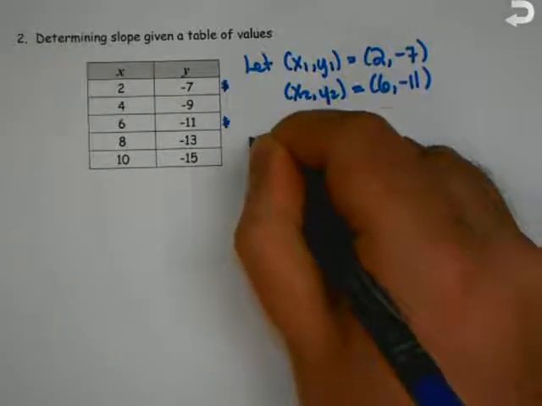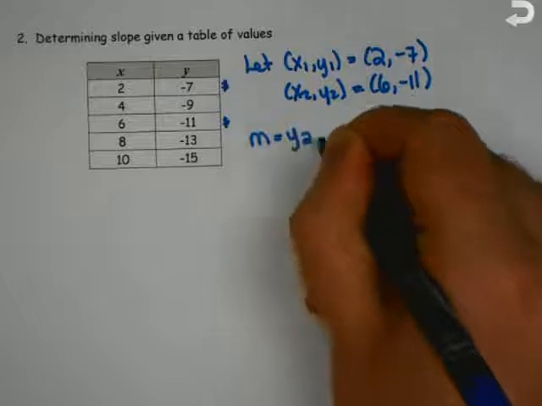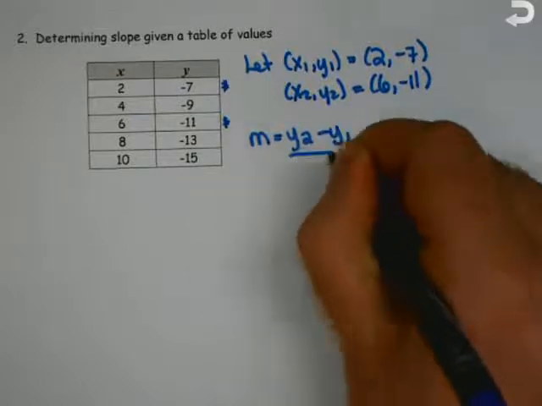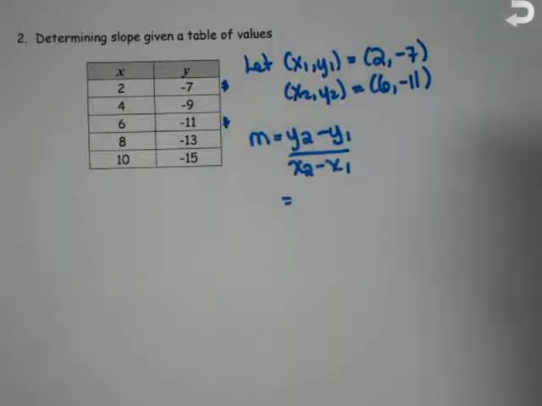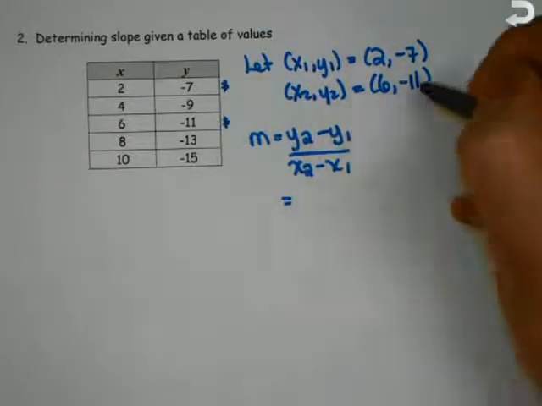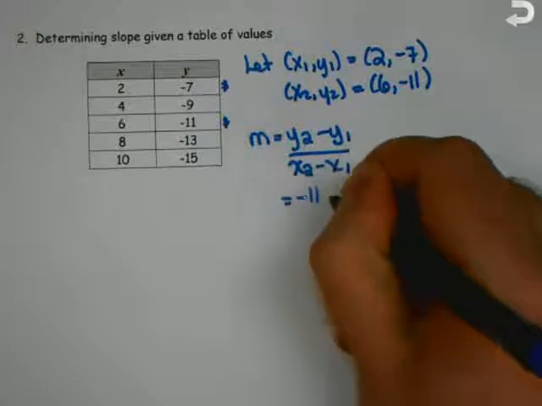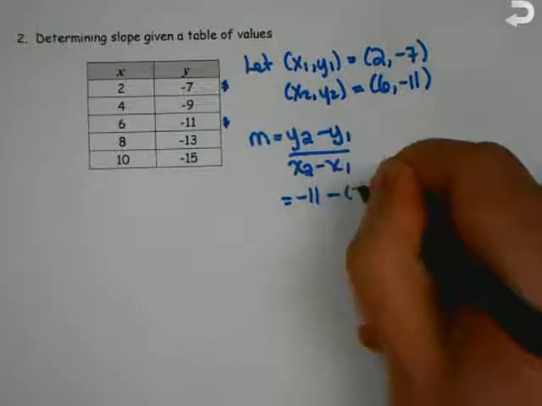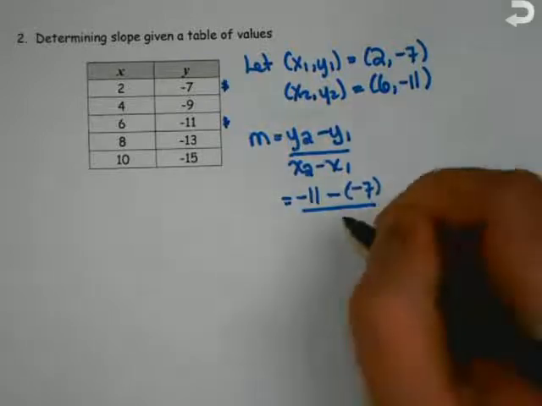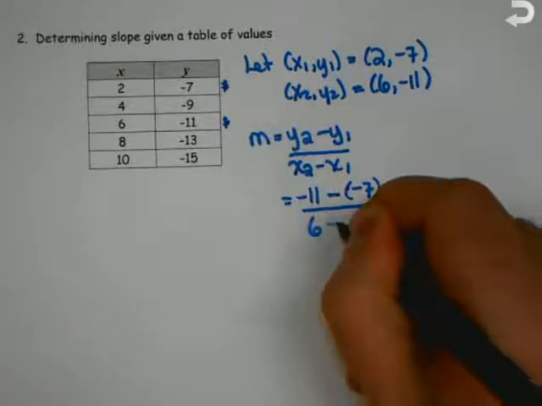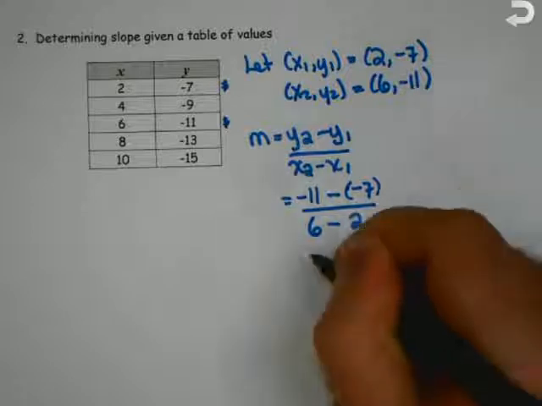We write our slope formula, m equals y2 minus y1 all over x2 minus x1. And now we put in the specific coordinates. y2 is negative 11 minus y1, which is negative 7. So we need to put brackets here. All over x2, which is 6, minus x1, which is 2.